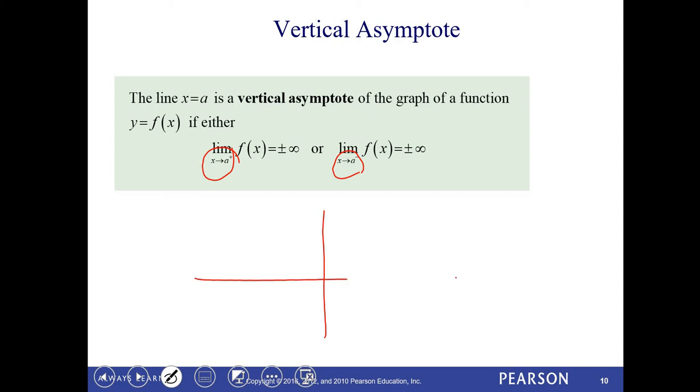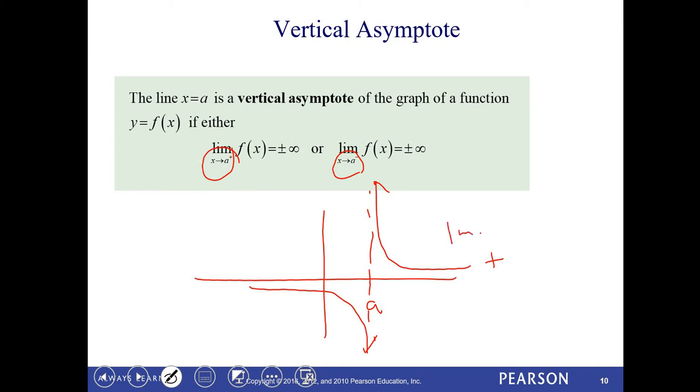So let me draw a picture again. Let me put my a back in here. So the limit as we approach a from the right, in other words from the positive part of the graph, if my function is approaching a from the right-hand side, in the picture that I've drawn, the limit would be positive infinity. If we are approaching a from the left-hand side, in this case, it would be negative infinity.